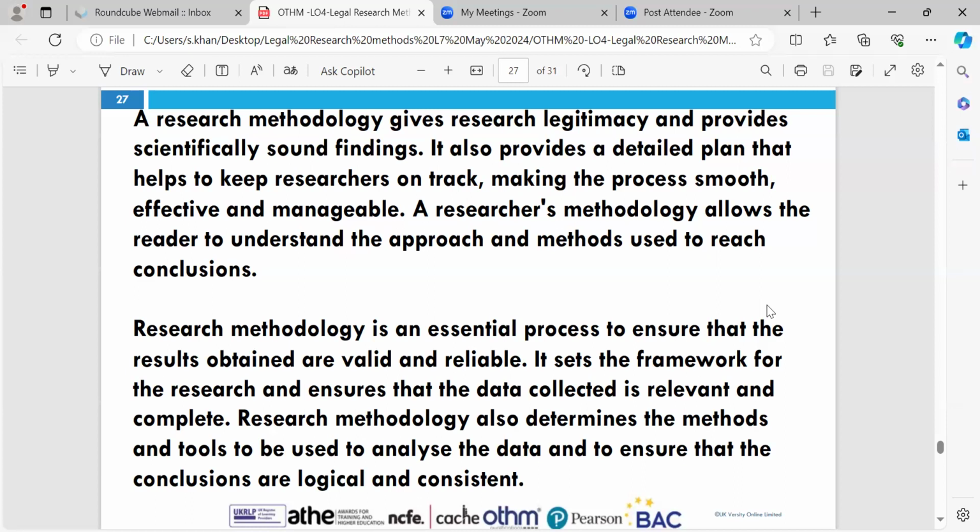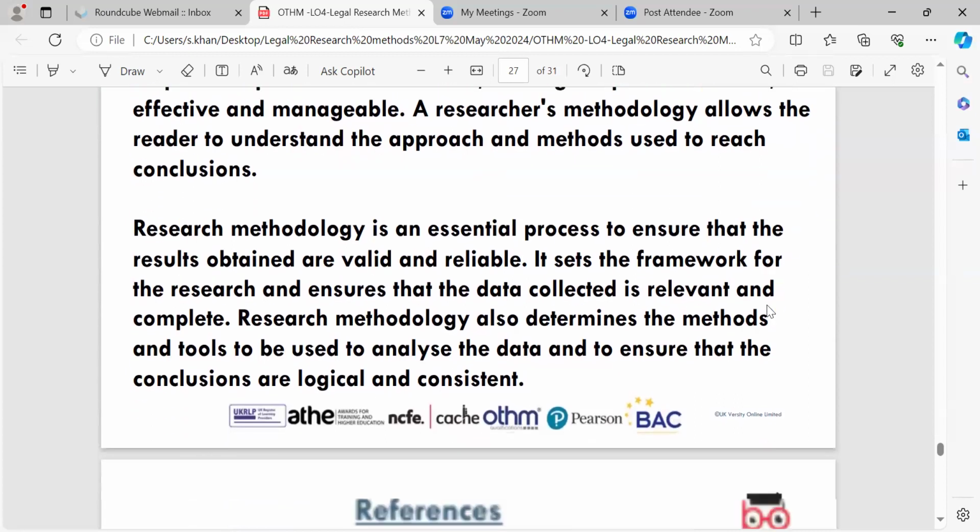It sets the framework for the research and ensures that data collected is relevant and complete. Research methodology also determines the methods and tools to be used to analyze the data and to ensure that the conclusions are logical and consistent. Reliability and validity in your thesis is a way of trying to identify that the work that you've submitted is reliable and valid. It tests the reliability and validity in several ways, by comparing the results and the studies that you're looking through, and also looking at case by case research.